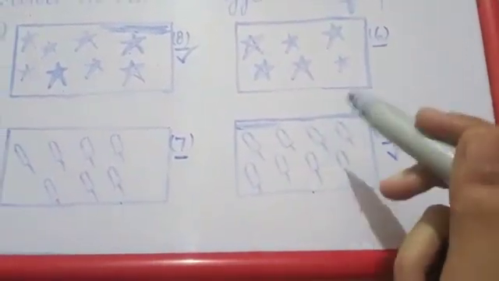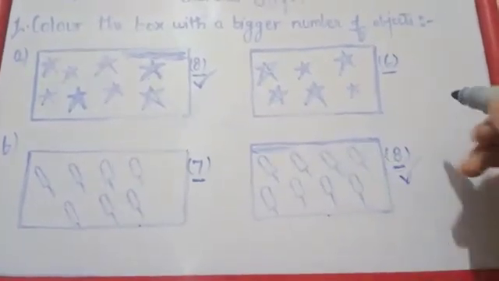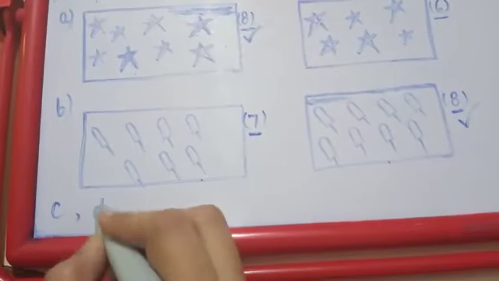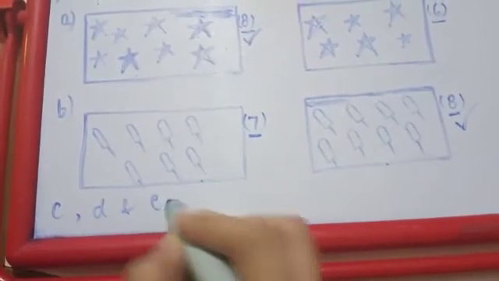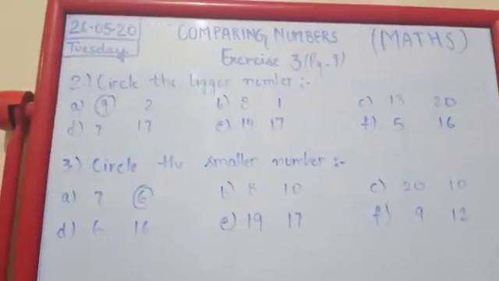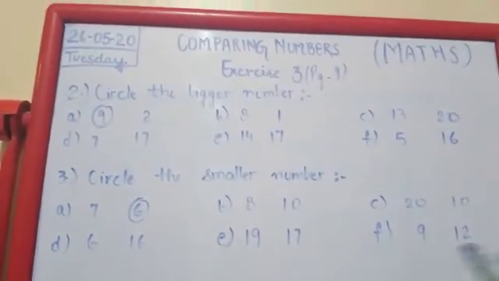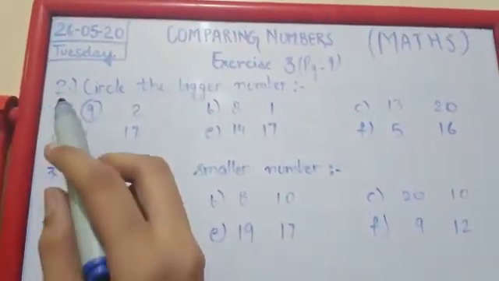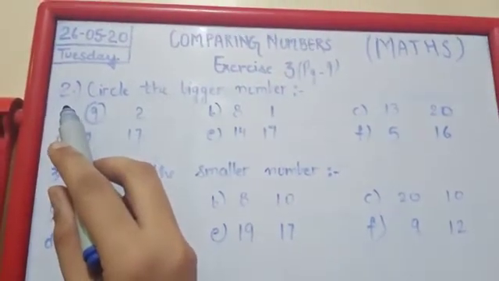Okay. In the same way you have to do part C, D and E also. Understood, children? So children, we have completed question number 1. Now we have to do question number 2.